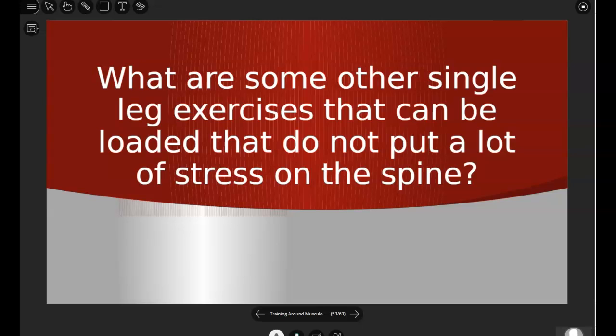What else do we got? Give me 2 more. Anything on single leg? You did a whole day of this. It was our last day together. Yeah, you could do some kind of elevated lunge. Yep.